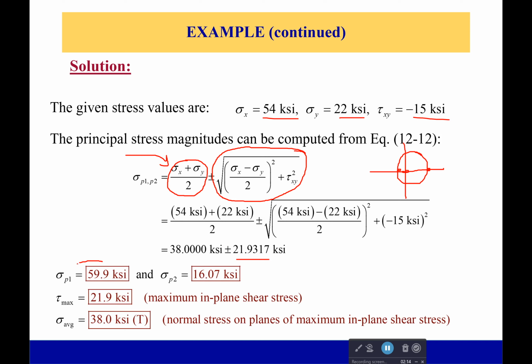So principal stress 1 is the bigger of the two, 59.9 ksi. Principal stress 2 is 16.07 ksi. And then our shear stress max is going to be 21.9 ksi. That's the maximum in-plane shear stress. So that is the radius. So if you look at this one right here, that was the max shear stress right there. Then finally, our average normal stress is going to be 38 ksi, which is taken from right here. So we get a whole lot of information just from one equation.